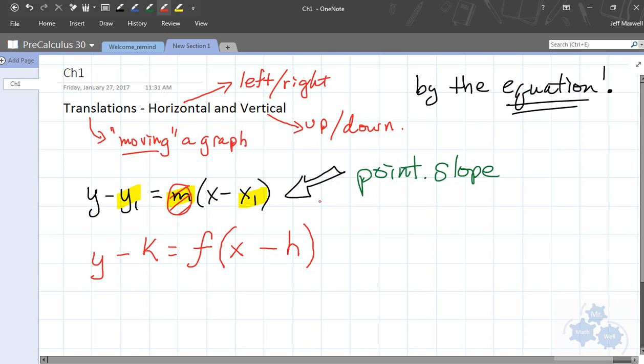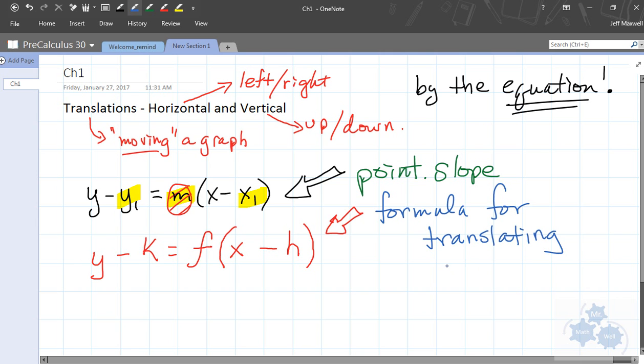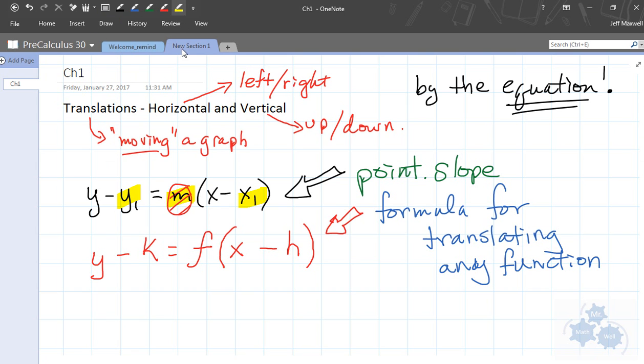Not the same, okay? So now what is this? I'm going to say that this is basically the formula for translation, or for translating any function. And that any function will be f. Okay? Now where does this come from?